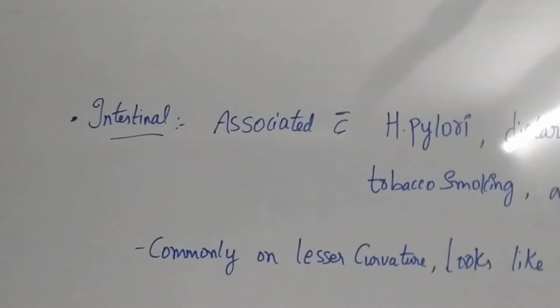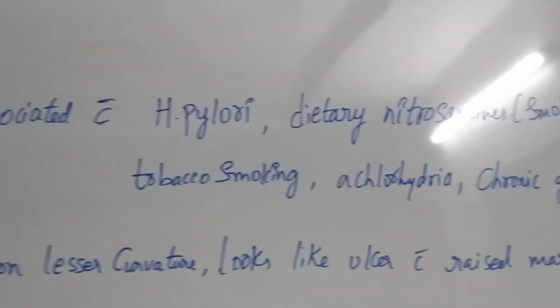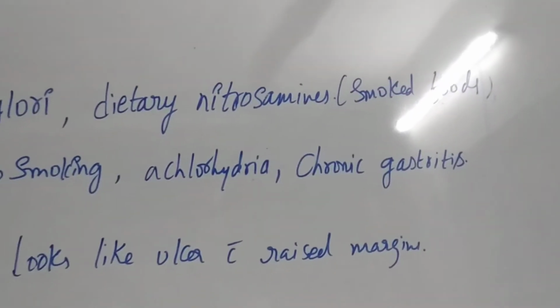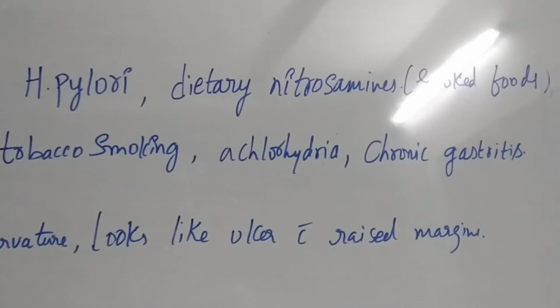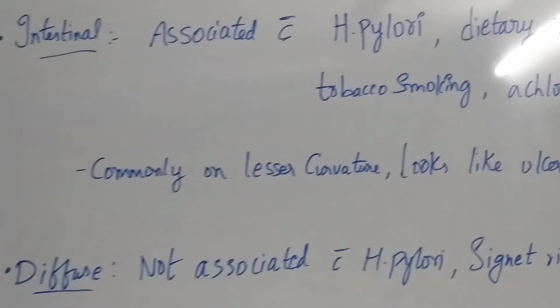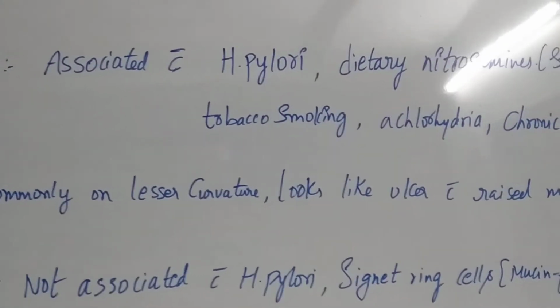The intestinal type is associated with H. pylori, dietary nitrosamines, that is in smoked foods, tobacco smoking, and achlorhydria, chronic gastritis. It is commonly on the lesser curvature. It looks like an ulcer with raised margins.